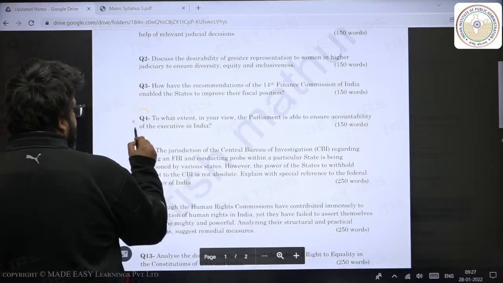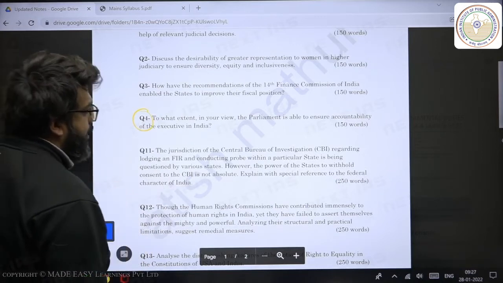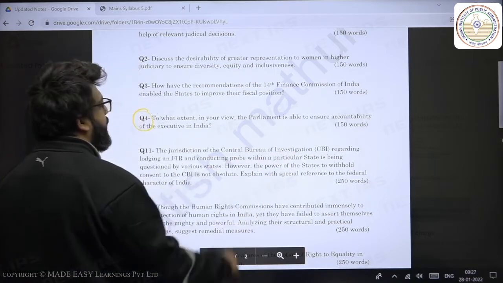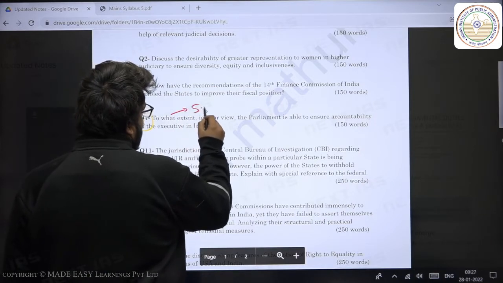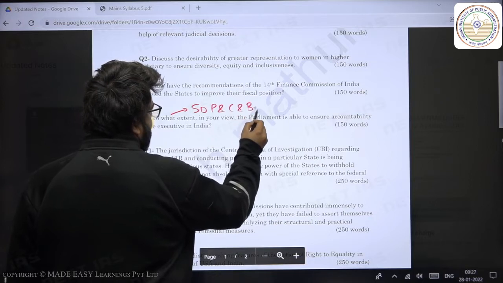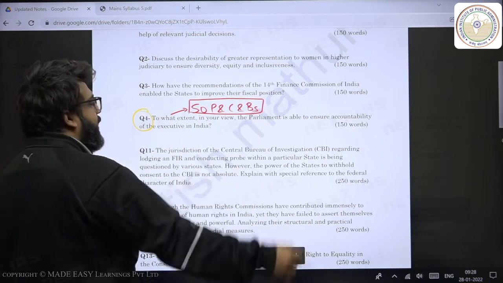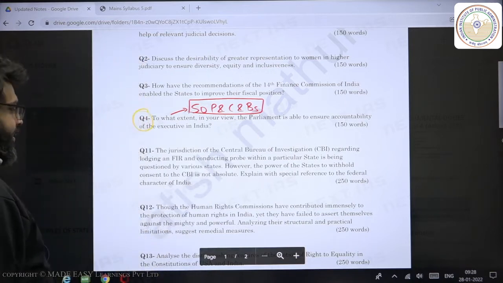This was a question which a lot of people thought is about the parliament, but it is not. To what extent, in your view, the parliament is able to ensure accountability of the executive in India? This is actually a question of separation of powers and checks and balances, which we will do in a great amount of depth. And of course, we'll include parliament as one of the primary elements here in the matter.